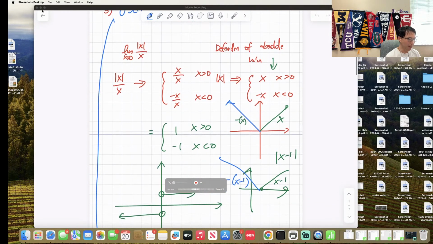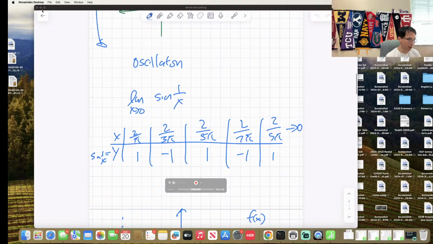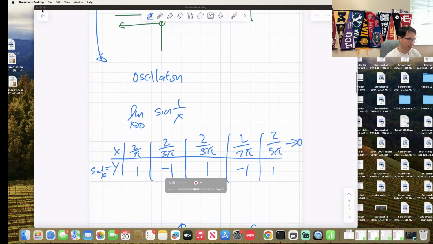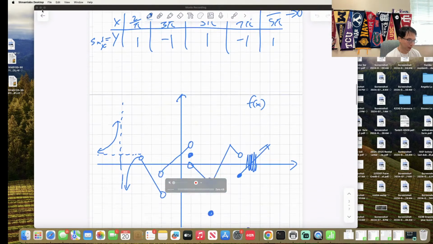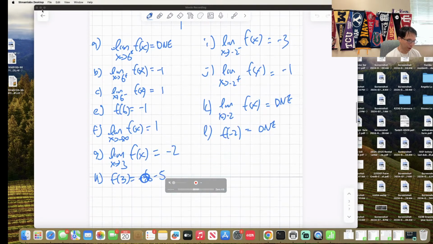We also talked about the absolute value of x over x graph. Eventually it becomes like this. The reason why is the definition of absolute value; you can break it up into 2 functions. We also talked about oscillations, where at the center of the graph it is oscillating between 1 and -1. We talked about evaluating limits graphically, and we went through all those questions.